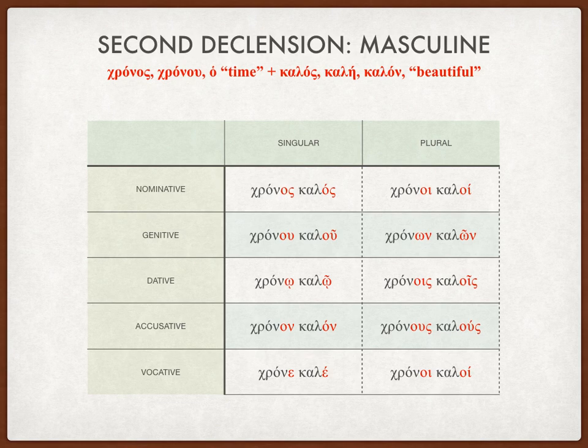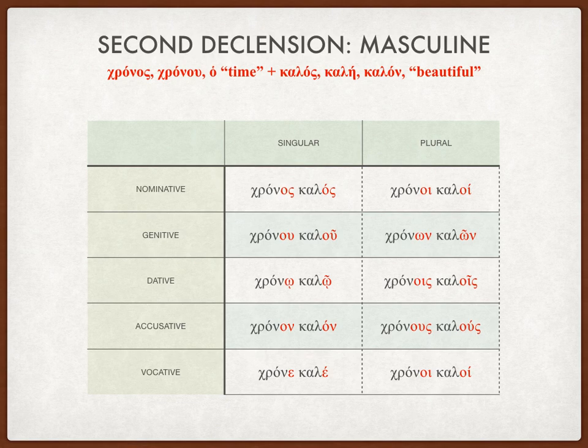We'll see a couple examples where they change, but here, kalos, kale, kalon orders the endings from masculine, feminine, and neuter in that order. So we're going to start with kalos, because that's going to match chronos, which is a masculine noun for time. If I want to say the beautiful time, I'm going to start in the nominative by giving them the same ending, chronos kalos, beautiful time.